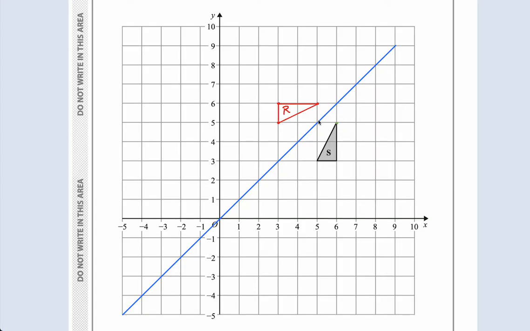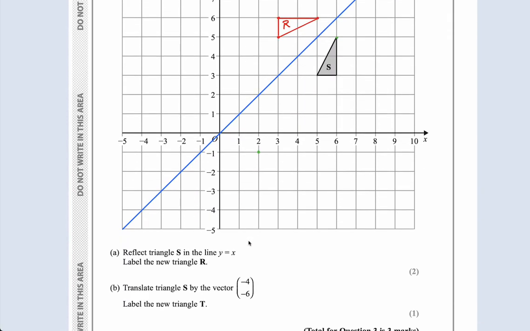It's just going to go 1, 2, 3, 4, 1, 2, 3, 4, 5, 6. So that's left 4, down 6. Left 4, 1, 2, 3, 4, down 6, 1, 2, 3, 4, 5, 6. That was the top of the triangle. So we just draw the exact same triangle.